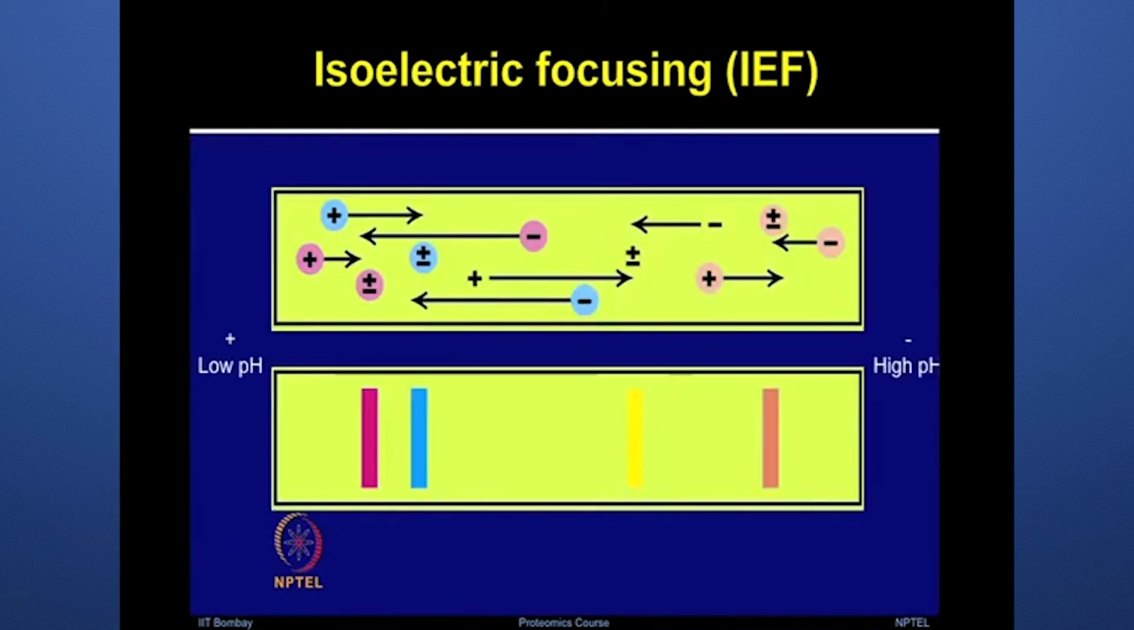Now, in this view, you can see that from the low pH to the high pH, proteins are moving in the electric field, and once they reach a stage where there is no net charge, or pH becomes equal to their isoelectric point pI, then these discrete bands can be seen.